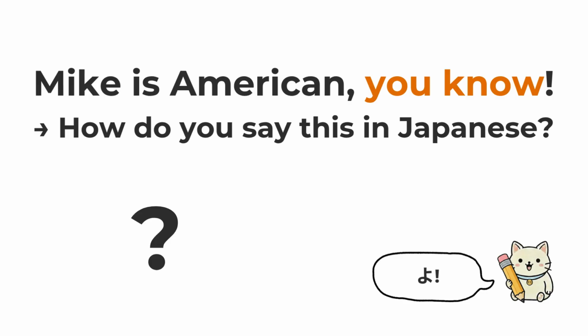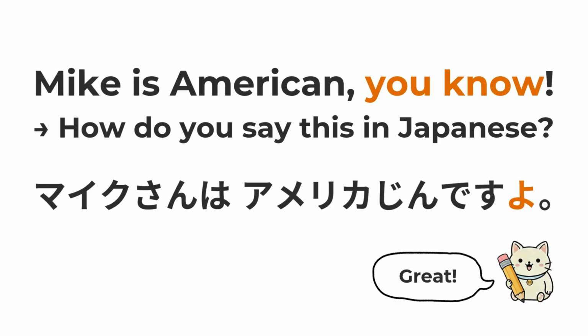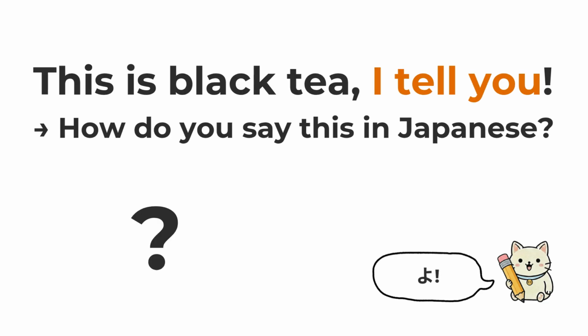Mike is American, you know. How do you say this in Japanese? Pause and try. マイクさんはアメリカ人ですよ。 Mike is American, you know. Great.